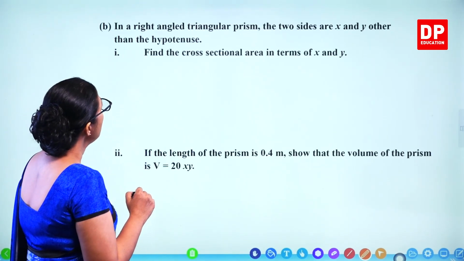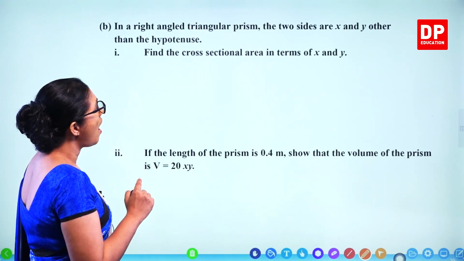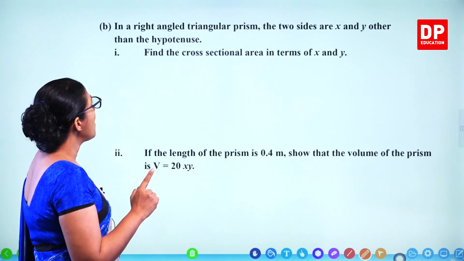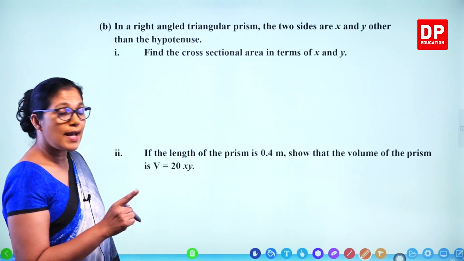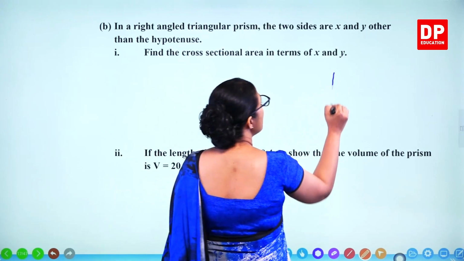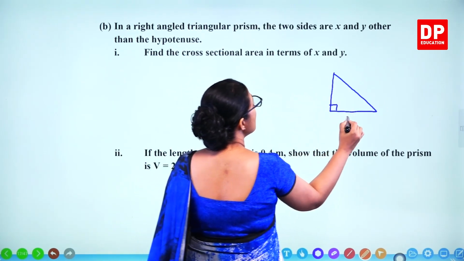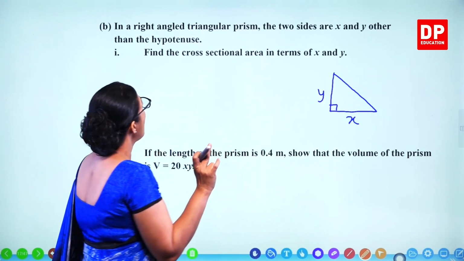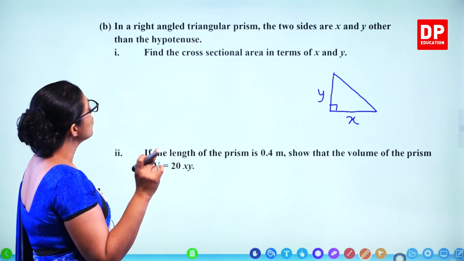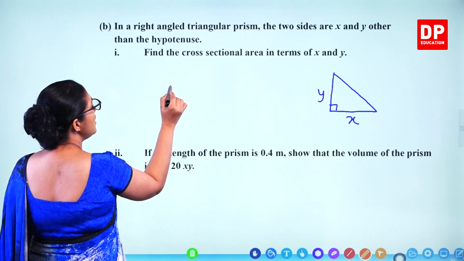Part B. In a right angle triangular prism, the two sides other than the hypotenuse are x and y. Find the cross-sectional area in terms of x and y. So here you get a right angle triangle as the cross-section. So x and y are these two sides except the hypotenuse. So what's the area of the cross-section?